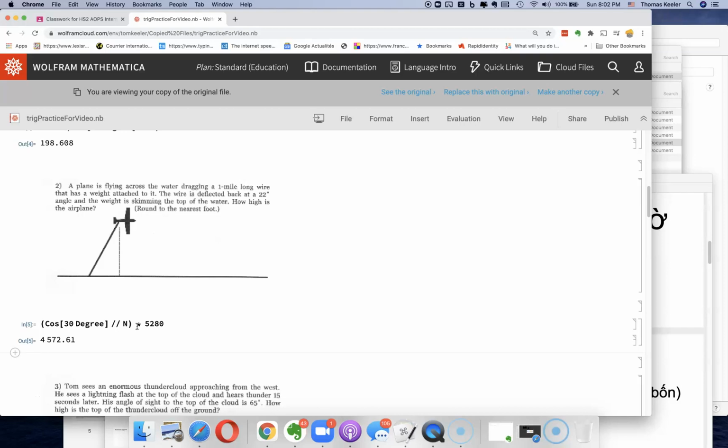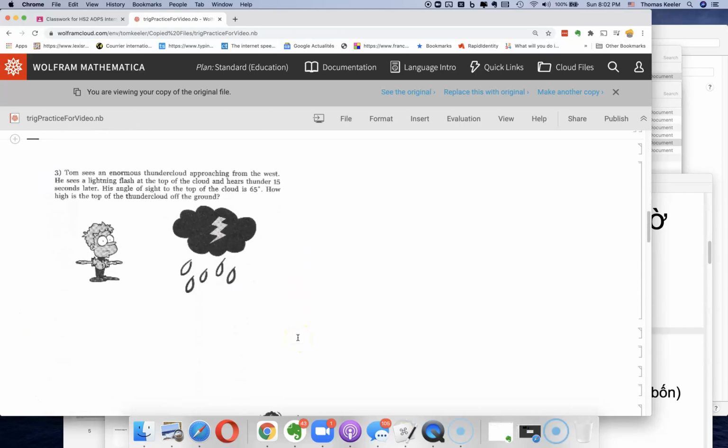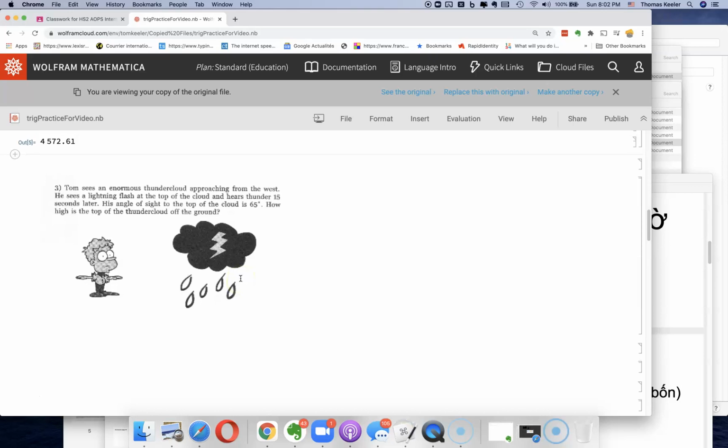So there aren't that many variations really on these problems, right? Either you're going to multiply or divide if you know the angle. So let's say we can figure out this one. Tom sees an enormous thundercloud, and he sees lightning flash, and hears thunder 15 seconds later. So what you have to remember, of course, is that sound travels 1 mile in 5 seconds. Okay, so 3 miles in 15 seconds.